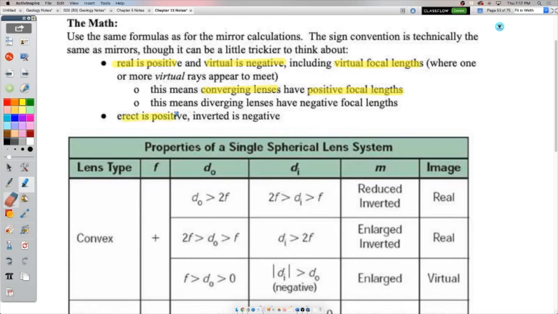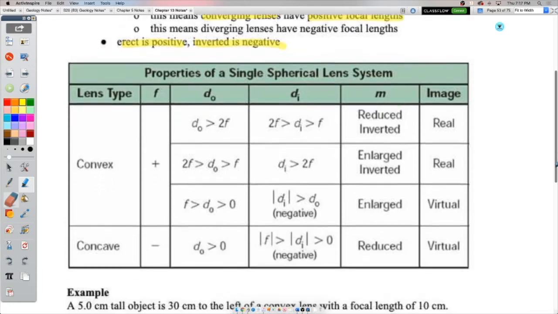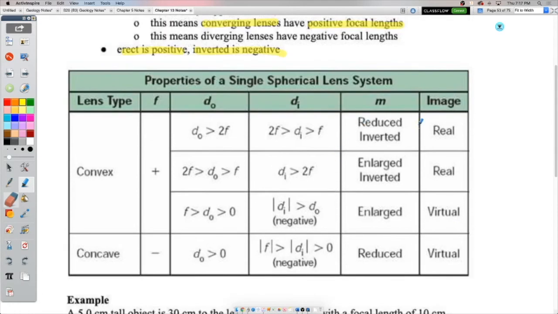And just like before, erect is positive, inverted is negative. So again, if virtual rays are meeting to produce your image, di is negative. So converging can produce real and virtual. I'll show you what I mean here in a sec. Convex, converging lenses, just like converging mirrors, are a little more complicated. You can get real images and virtual images.